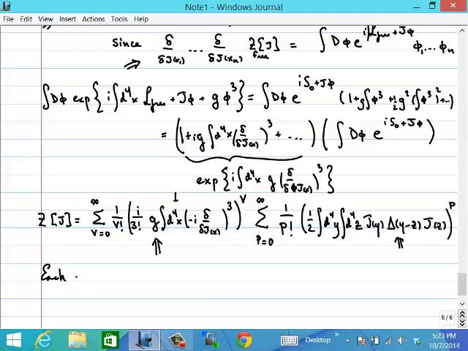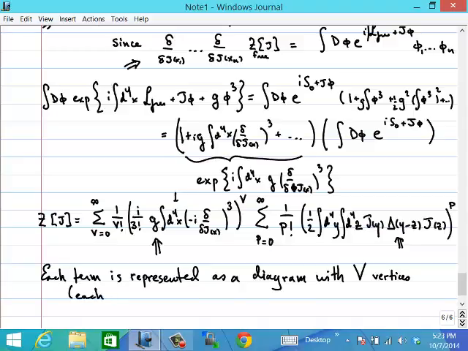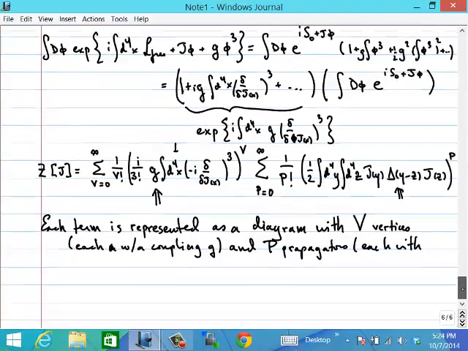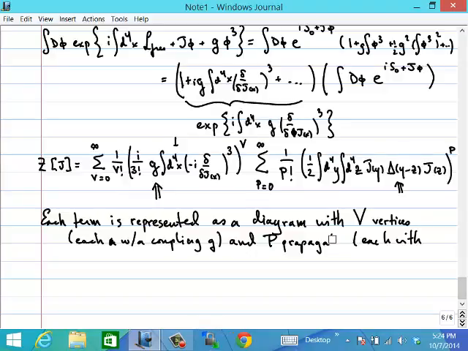Okay. So each term is represented as a diagram with v vertices, each with a coupling g, and p propagators, sorry, I'll call them p lines, each with a propagator delta.